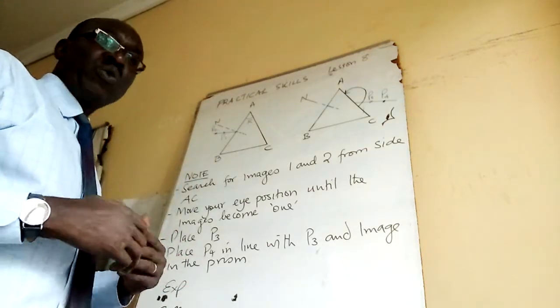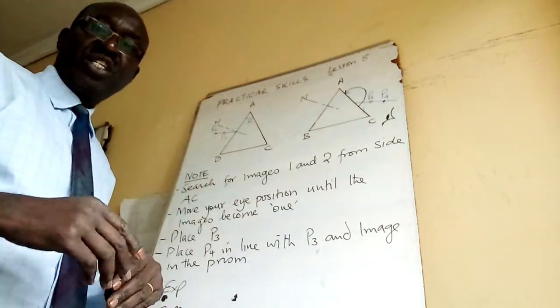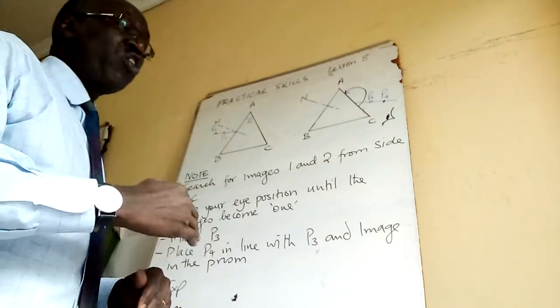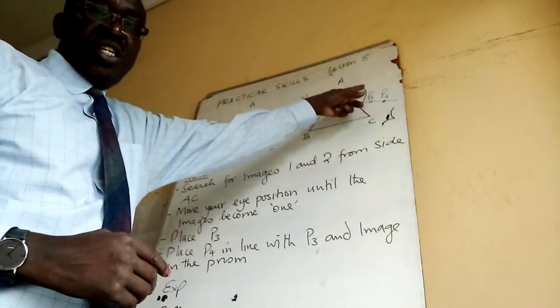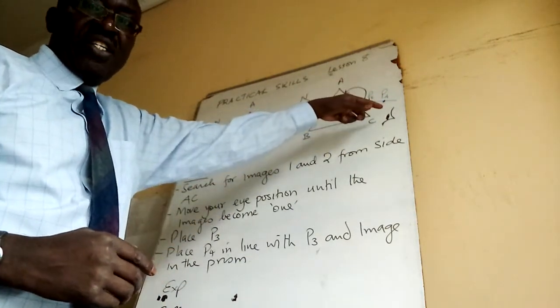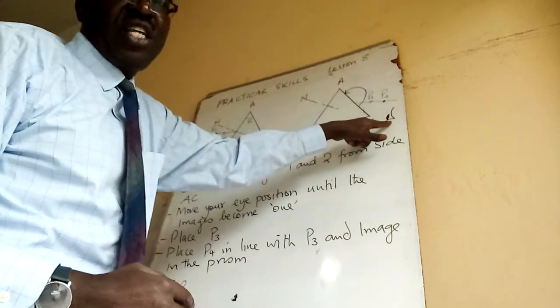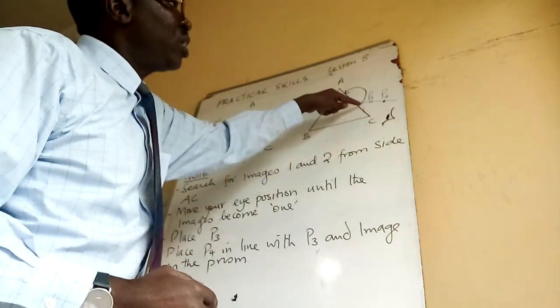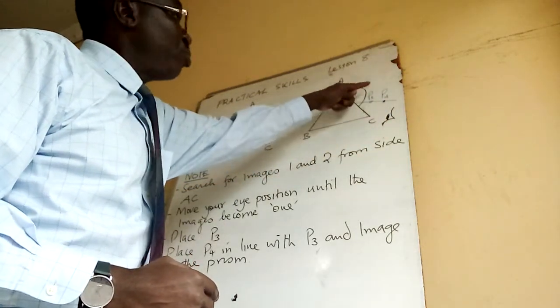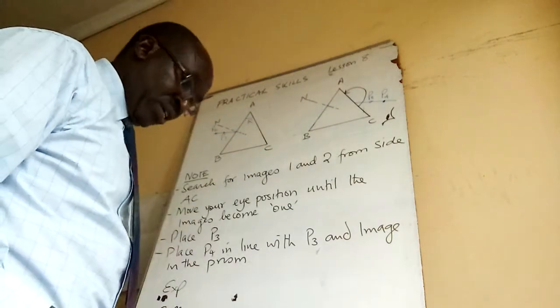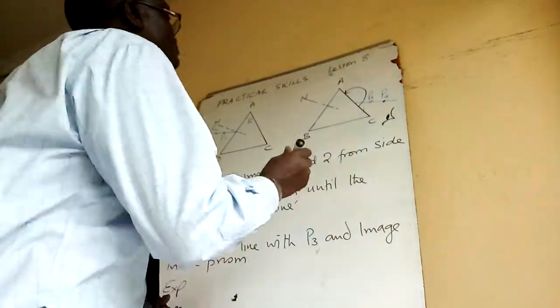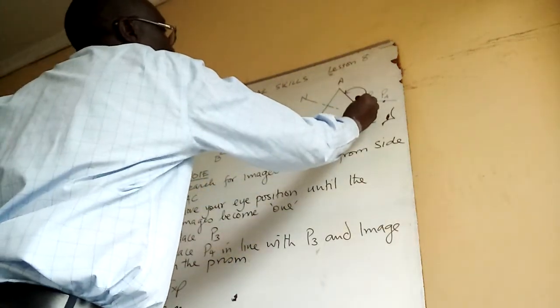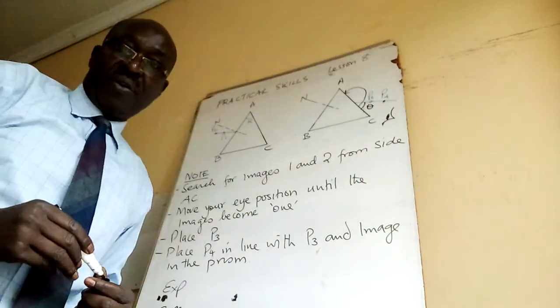Then we will search for images formed on the side AC. On the side AC, from there you can see the eye. You try to move it this way, you have to move it that way. Then we are required to measure the angle theta.